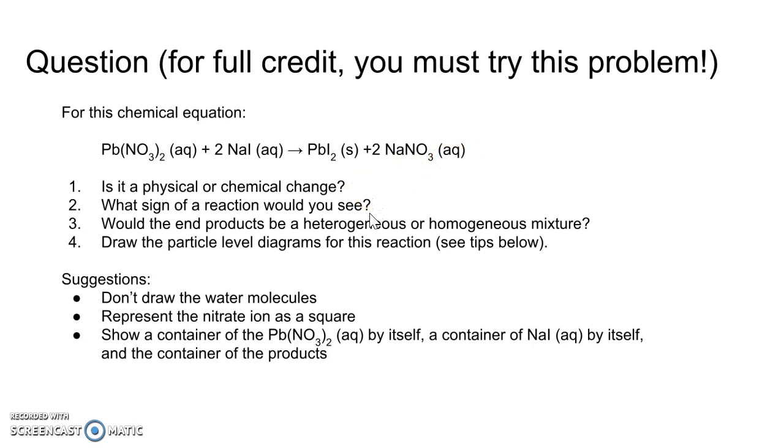What sort of sign of a reaction would you actually see? So think about those 5 things that I listed earlier. And I know this is going back to what you learned about in class today, but if you're thinking about the end products, would you see a heterogeneous or a homogeneous mixture? And then draw those particle level diagrams for this reaction. So take a look at the tips that I have below here. Other than that, do your best.